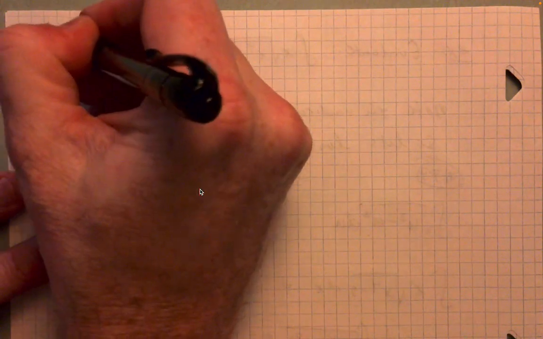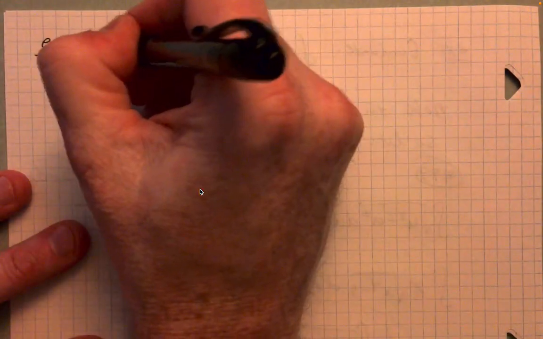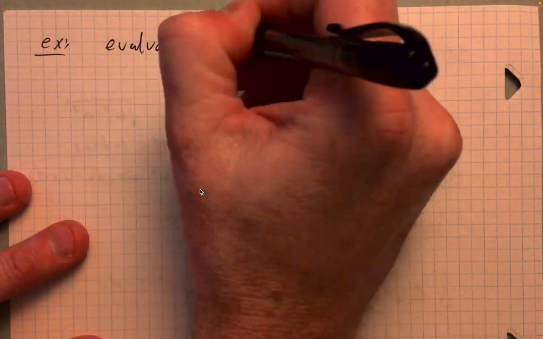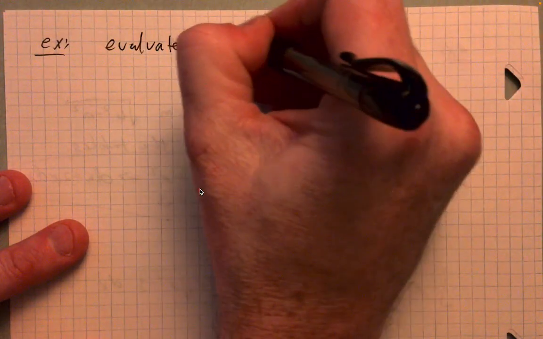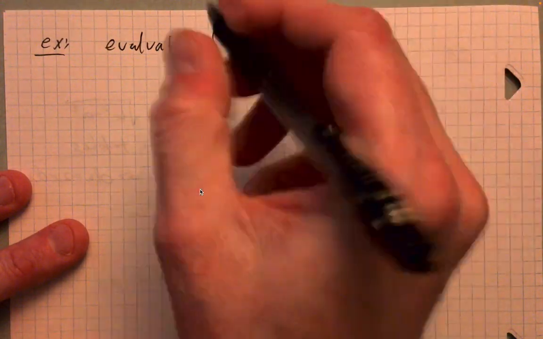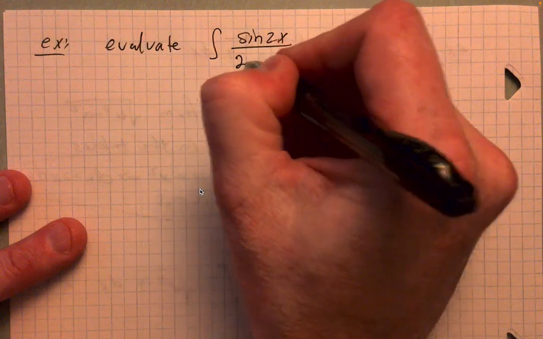Let's do one more example. So this last example, let's evaluate a trig function here. This will be the integral of sine of 2x over 2 plus cos x.